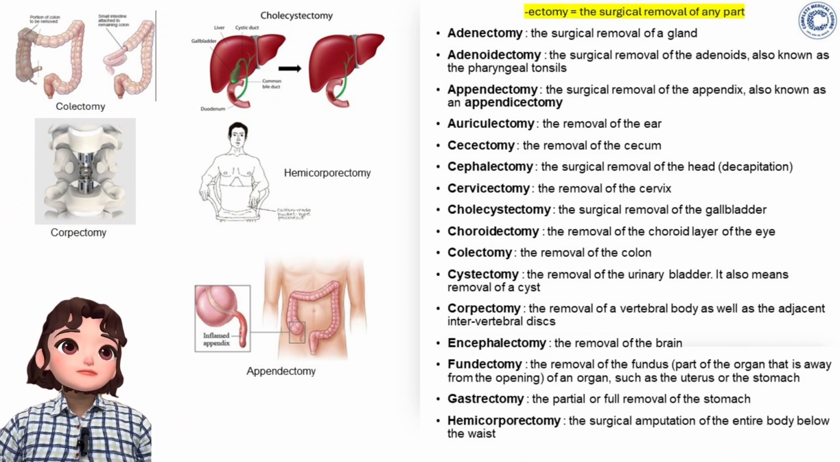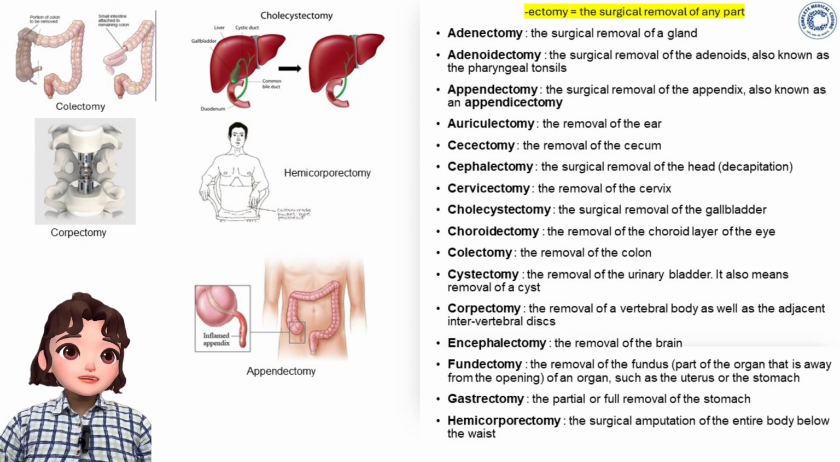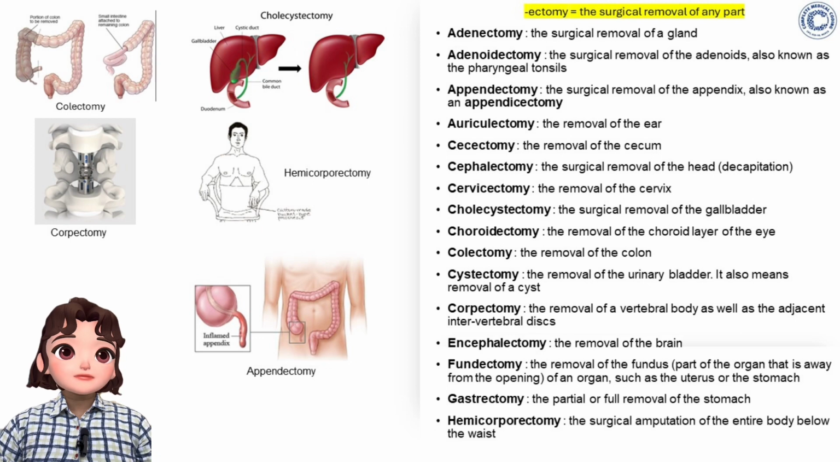Adenectomy means the surgical removal of a gland. Adenoidectomy, you will get it from the word itself, is the surgical removal of adenoids, also known as pharyngeal tonsils. Appendectomy, surgical removal of the appendix, also known as appendicectomy. Auriculectomy, surgical removal of the ear. Cecectomy, removal of the cecum. Cephalectomy, the surgical removal of the head, also called decapitation. Cervicectomy, removal of the cervix.